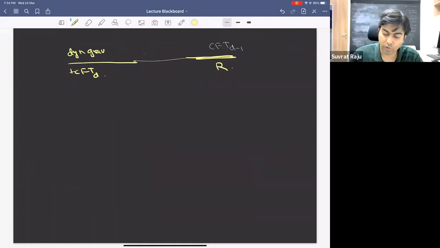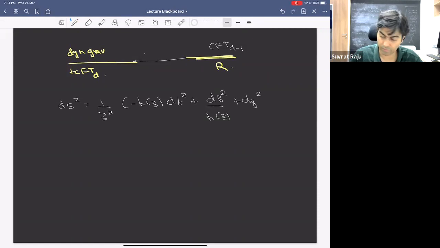Okay, great. So let's do one example, just to show how this is a simple example. Let's take the following geometry. This is a black hole geometry, which is just a planar AdS_{D} black hole, where this index i runs from 1 to D-2.